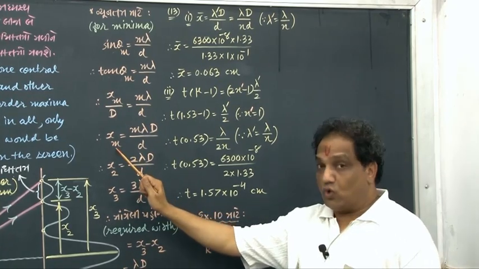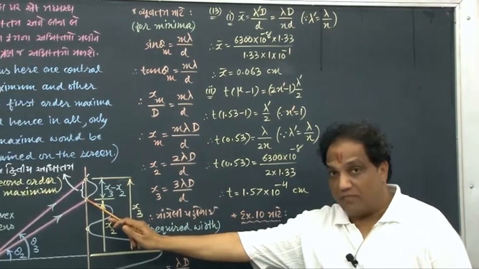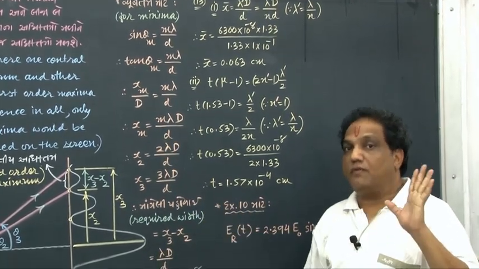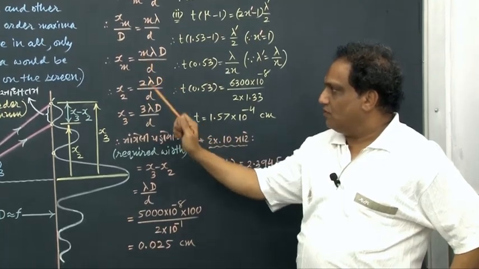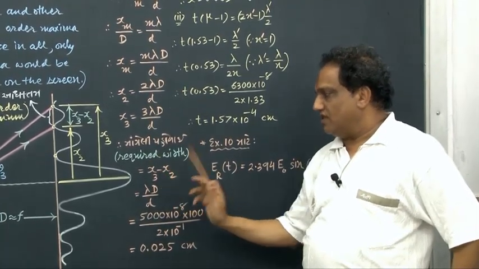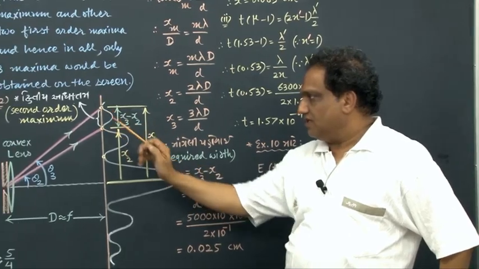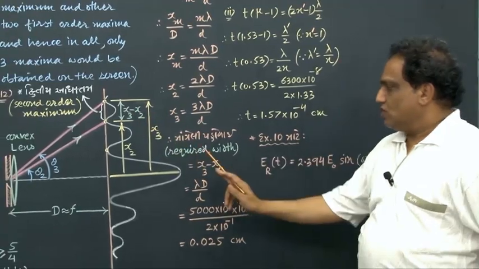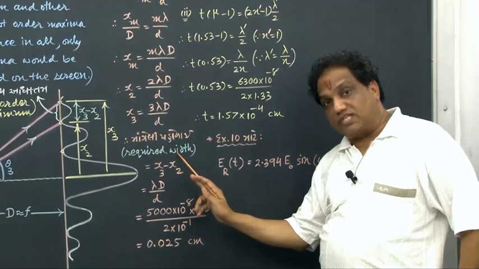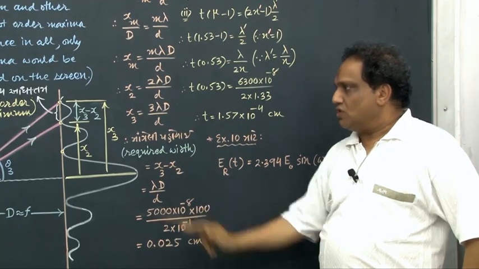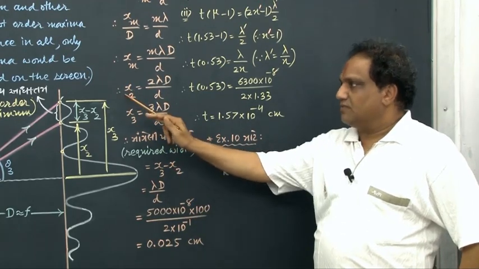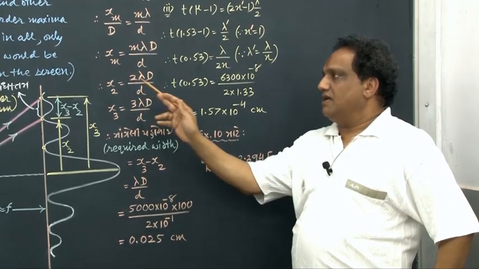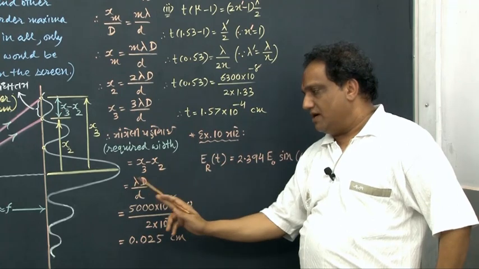Now put m equal to 2 here for the second order minimum, and then m equal to 3. The required width is this much, which is x3 minus x2. So the required width of the second order maximum is x3 minus x2, so it is this minus this. When you take this minus this, 3 lambda D upon d minus 2 lambda D upon d will give you lambda D upon d.